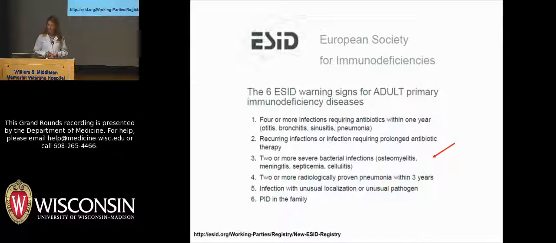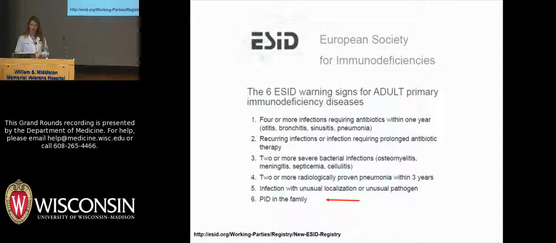Looking at the next one, 2 or more severe bacterial infections, osteomyelitis, meningitis, septicemia, cellulitis. Well, I've told you before, cellulitis, mostly the risks are anatomical, and it'd be really quite rare to have a primary immunodeficiency. Of course, meningitis, you'd be concerned. And osteomyelitis, we see this in patients with diabetes mellitus or vascular disease as really some of the underlying etiologies. Another one, 2 or more radiographic proven pneumonias in 3 years. Infection with an unusual location or unusual pathogen, or primary immunodeficiency in the family. And that's an important consideration because these are inherited disorders.